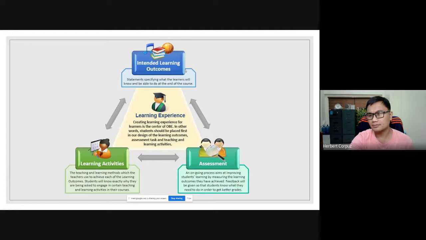Okay? What do we want them to be? What should my learners be able to do and be able to understand at the end of the course?